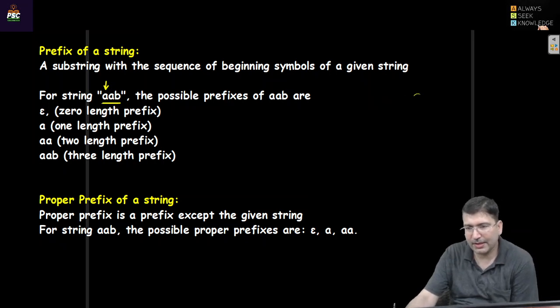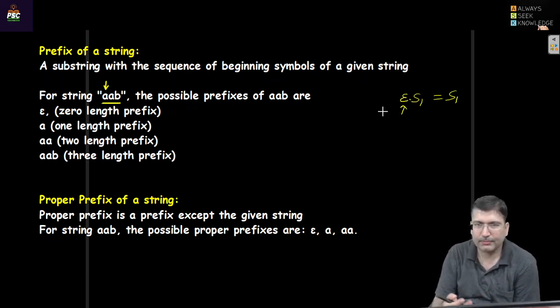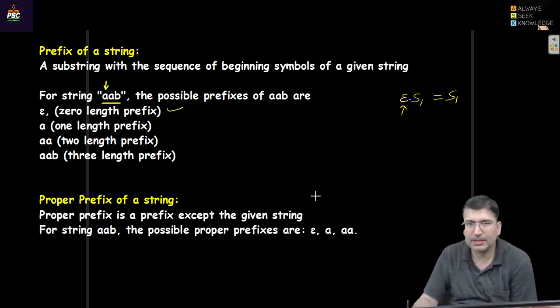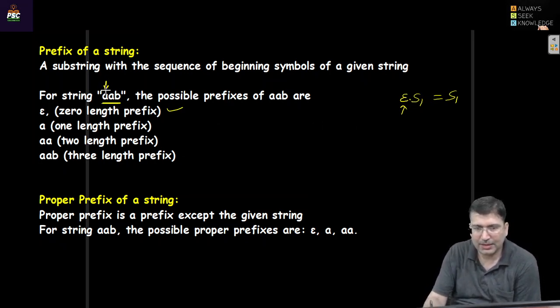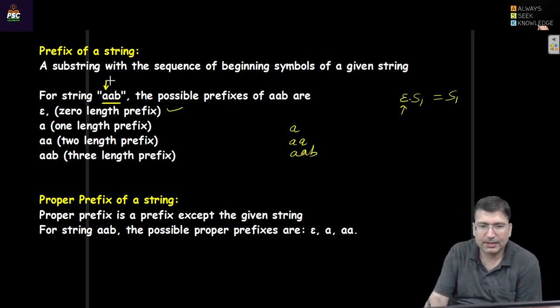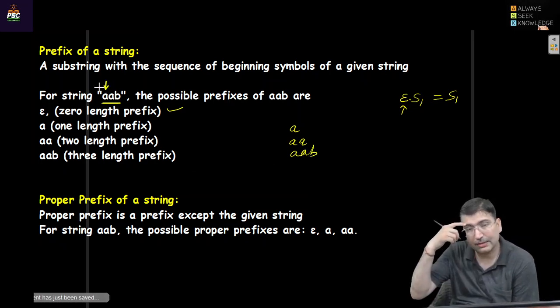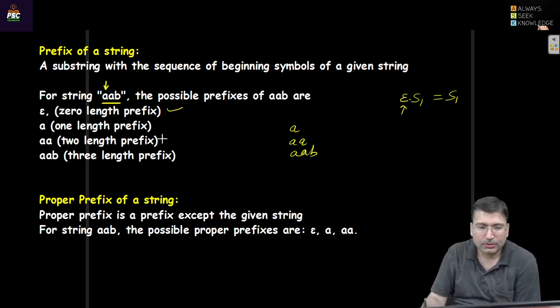So let's say you have a string S1. If you concatenate S1 with the empty string, you will get S1 only, right? So you consider epsilon is a prefix of every string. So epsilon is the 0 length prefix which is applicable for every possible string. Then one length: you need to start with A, so you get A only. Then two length you get AA, then three length you get AAB, because there is a restriction that you have to start with the very first letter of the string. So there will be one length, two length, and three length prefixes.